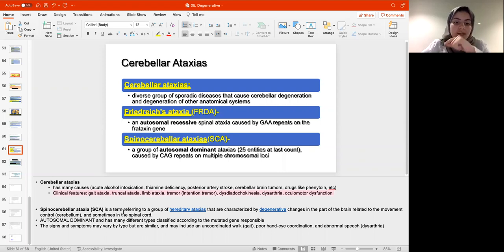Spinocerebellar ataxia is more specific to a group of hereditary ataxias that are inherited through genes. Here you have degenerative changes in parts of the brain related to movement, which is the cerebellum, and sometimes the spinal cord as well. What you need to know is that it's autosomal dominant and there are many different entities due to different mutations. It's classified according to the mutated gene responsible, but you don't need to know that. You just need to know that it's a type of ataxia and it's autosomal dominant. The signs and symptoms can vary depending on what type of mutation you have.